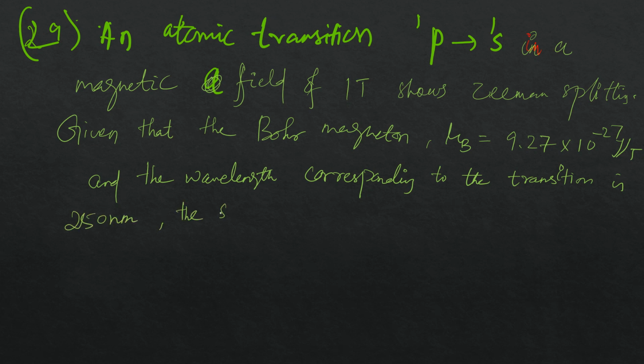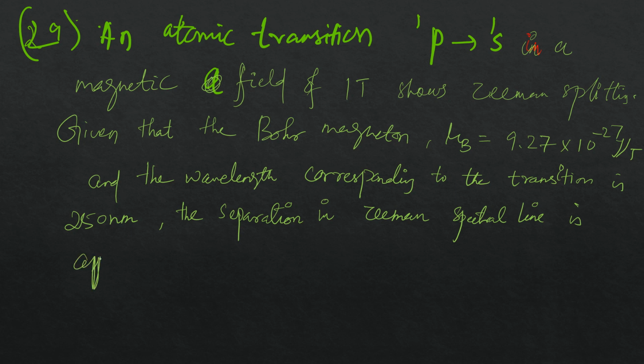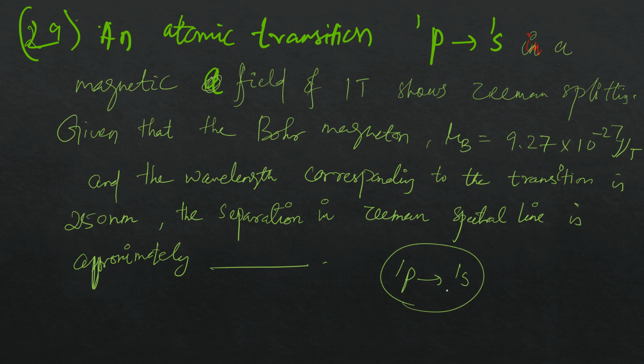The separation in Zeeman spectral line is approximately how much? Atomic transition 1p to 1s in a magnetic field of 1 Tesla.